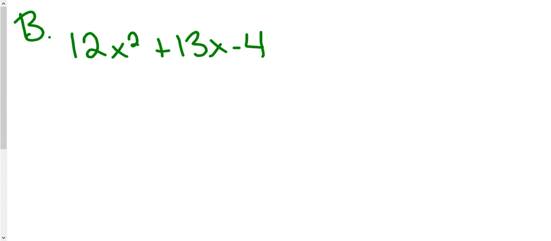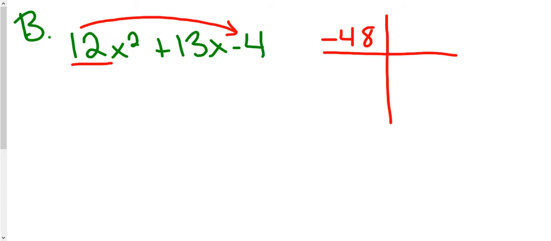In example B, we're going to have 12x squared plus 13x minus 4. Again, I don't have a GCF. I can't reduce anything, and my a value, 12, is obviously not 1. So we're going to start by multiplying a by c. 12 times negative 4 gives me negative 48. That's going to be the value in my t-chart that I'm going to have to multiply to, and my terms are going to have to add to my original positive 13.